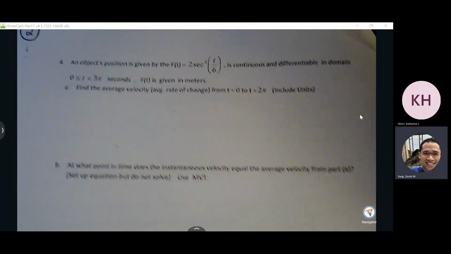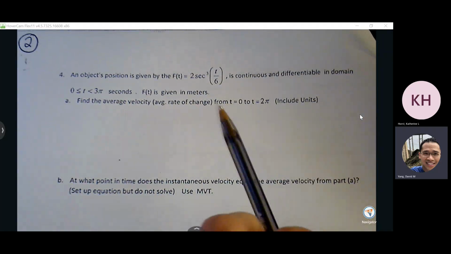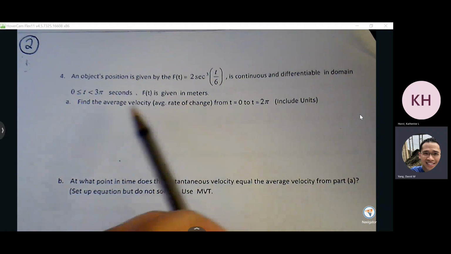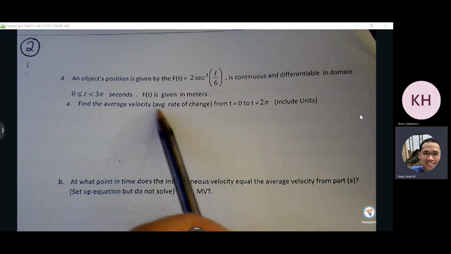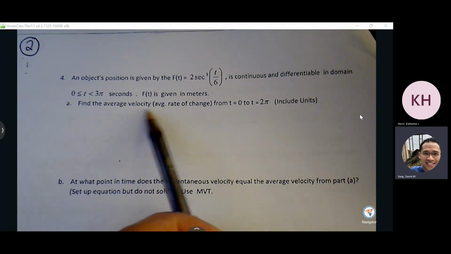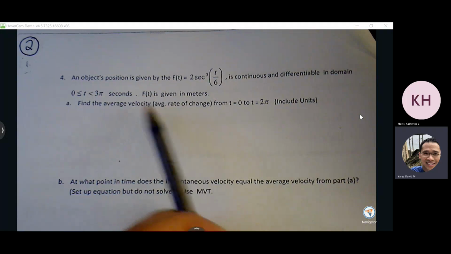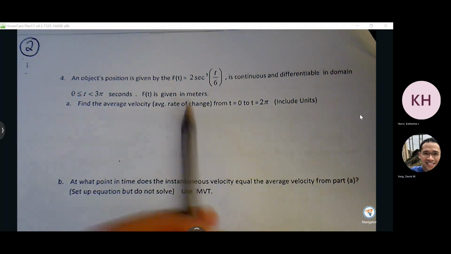So on page 2, number 4, an object's position is given by f of t. It's continuous and differentiable, so we know it's a smooth curve, no breaks in the graph, from 0 to 3 pi. F of t is given in meters. Find the average velocity. So average velocity or average rate of change, that means just find the slope between the endpoints. So no calculus, no derivative. Anytime you see the word average or average rate of change, that's talking about just slope.